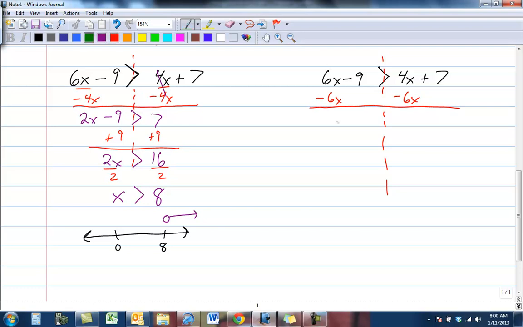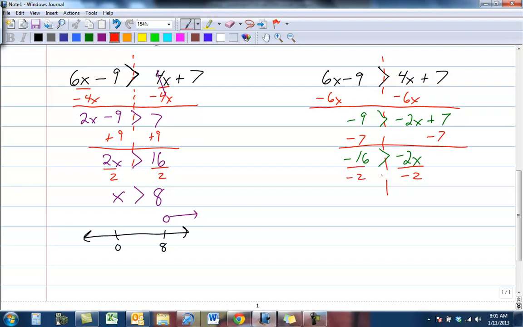So 6x is canceled. We're left with -9 is greater than 4x minus 6x is -2x plus 7. Now the 7's got to move. Right? We subtract 7 from both sides. So now we got -9 minus 7 is -16 is greater than -2x. Now the next thing we're going to do is divide by -2.